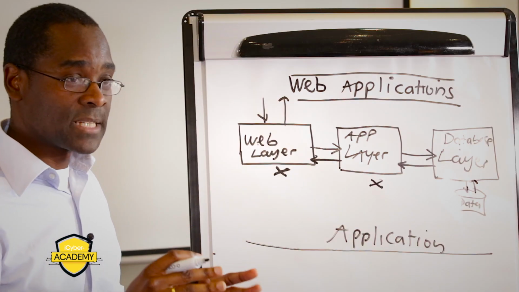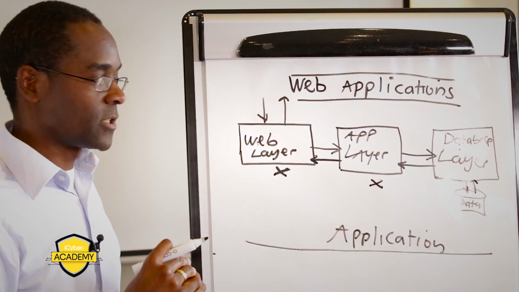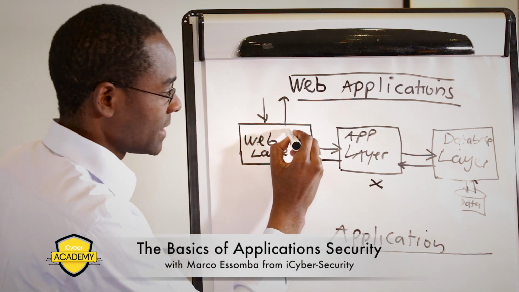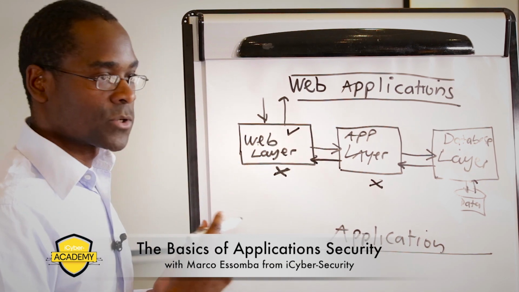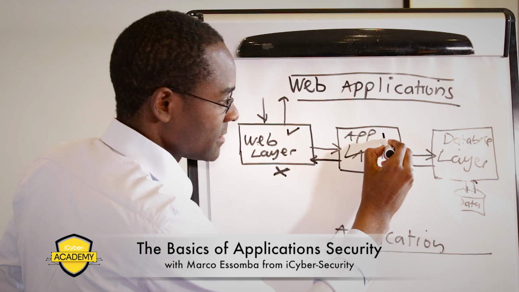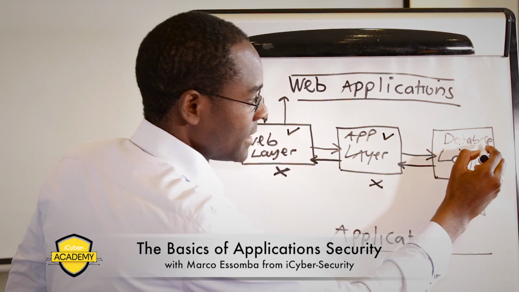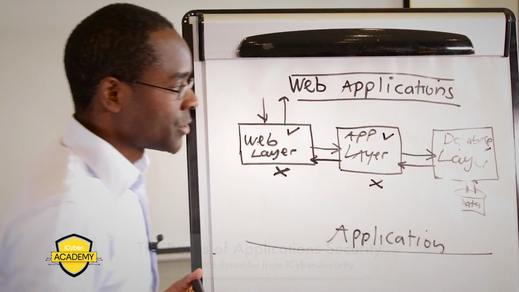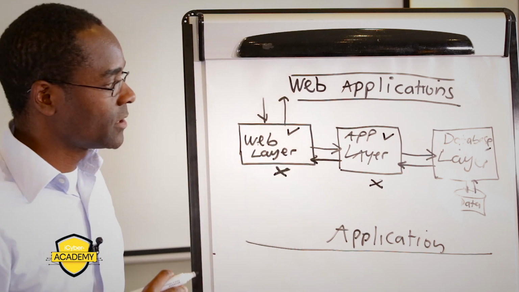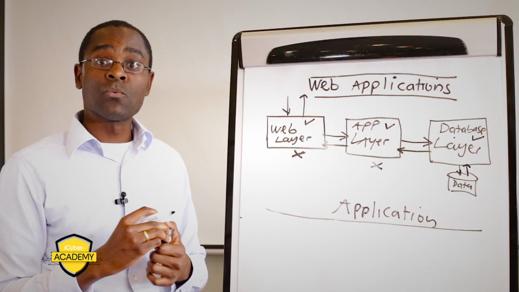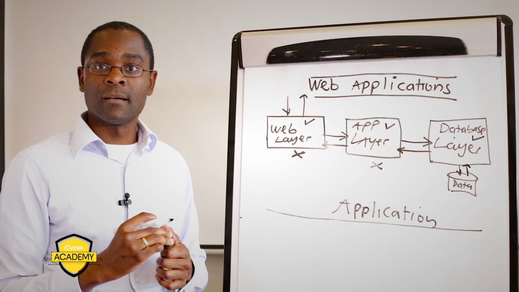So when it comes to protecting applications, we need to make sure we enforce the security at the web layer. We also enforce the security at the application layer, and then finally at the database layer. So those 3 checks, those 3 levels, essentially is what makes up our application security.